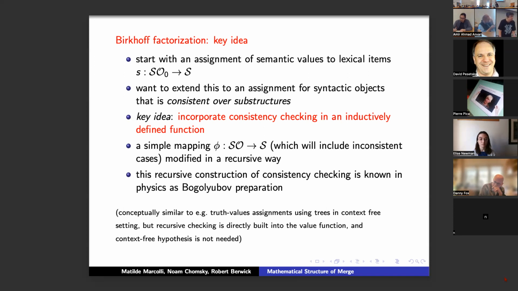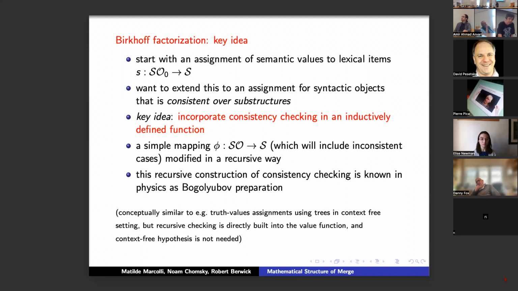Okay. And so the physicists have a name for this recursive construction of consistency checking. They call it the Bogoliubov preparation. This is actually used in quantum theory for solving this renormalization problem. There's some similarities, if you want, with things that people are more familiar with in linguistics, so some kind of truth values assignment using trees, which is known in the context-free setting. But the differences are what I said, that the checking of consistency of substructure is built directly into the evaluation map, into the map.